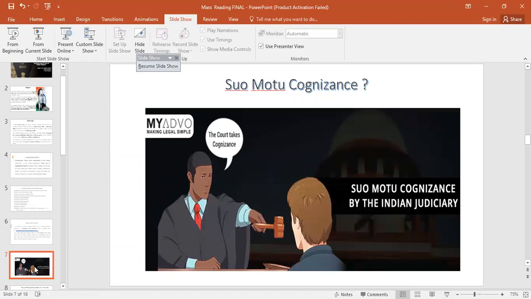Suo motu cognizance. If you violate such duties, can the court take suo motu cognizance? There are certain provisions.